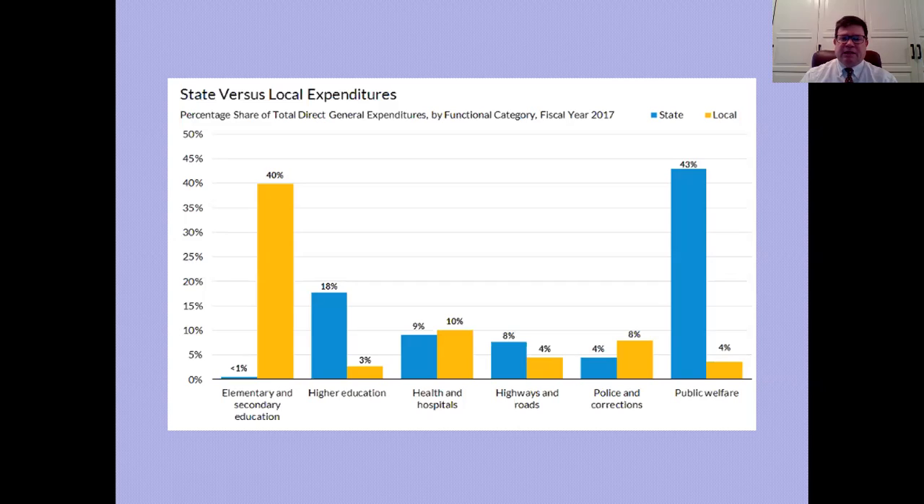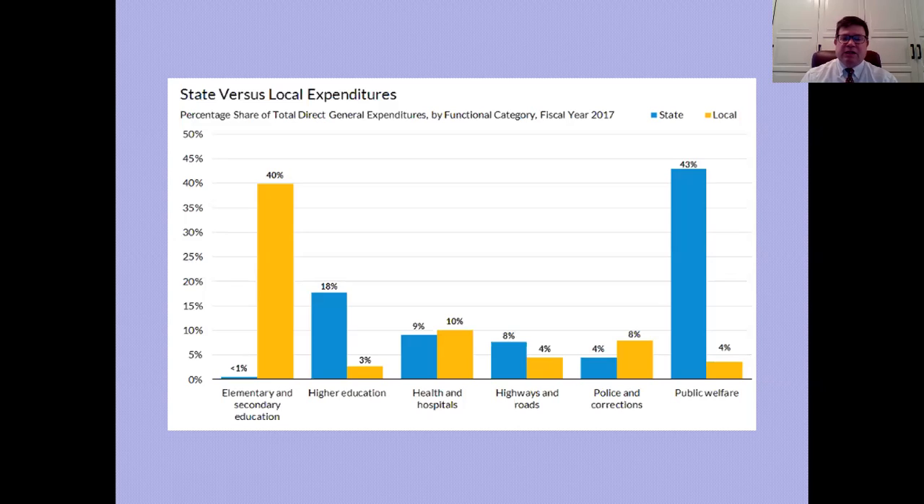So the blue columns are state level. You see that public welfare is the number one source of expenditure for state governments. And that is, for the most part, related to Medicaid, which is the program for poor Americans to get health care. That is quickly outstretched by education as being the top source of expenditures for state governments.